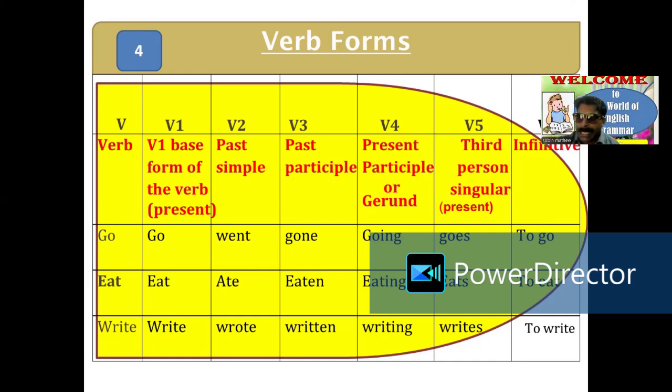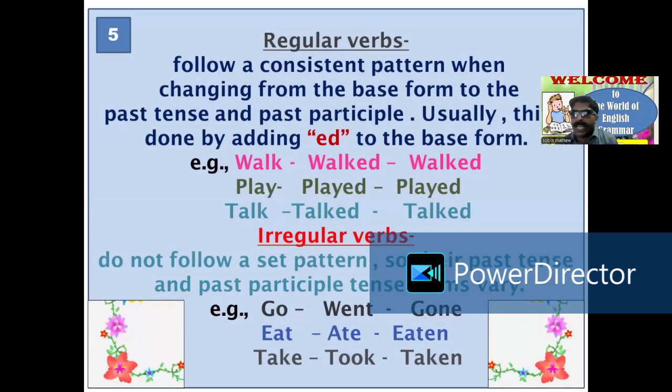Let's move to the next slide. That is regular verbs and irregular verbs. Now let's talk about regular and irregular verbs. Regular verbs follow a pattern, like play becomes played. In the past tense and past participle, play becomes played in the past and again played in the past participle.